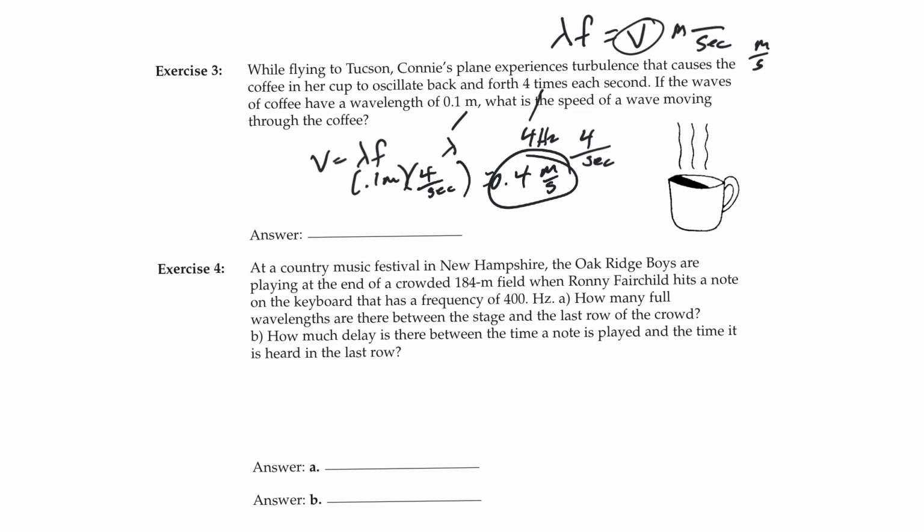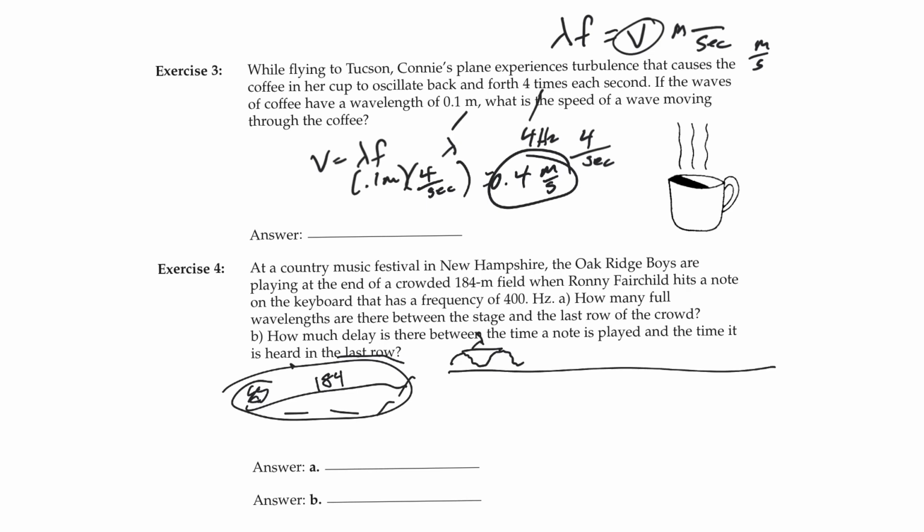Second problem: at a country music festival in New Hampshire, the Oak Ridge Boys, old country singers, are playing at the end of a crowded 184-meter field. I'll draw myself a picture. They're over here, and this is 184 meters across, and the people are all here. When Johnny Fairchild hits a note on the keyboard with a frequency of 400 hertz, that's a frequency of sound, of how fast it's vibrating. The question is, how many full wavelengths are there between the stage and the last row of the crowd? So 400 hertz is going to have a certain wavelength called lambda, and the whole thing is 184, and they're asking how many full wavelengths there are as it crosses the field.